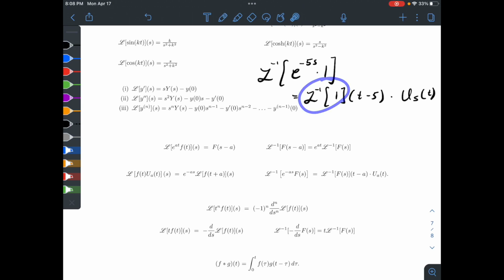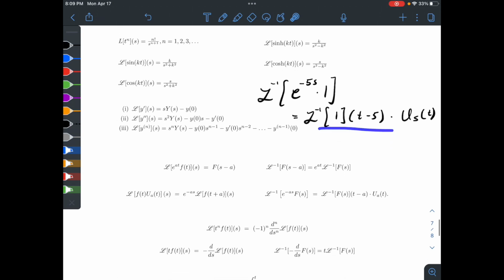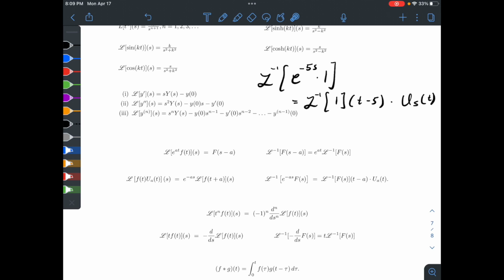Okay, so now we just need to know, what's L inverse of 1? If we go back up here, we notice that L inverse of 1 is not actually in the table at all, so we run into a problem right here. And if you remember, when we were doing 7.5, I mentioned that there isn't any nice function whose Laplace transform is equal to 1. But for whatever reason, the Dirac delta function fills in a void and helps us get around that a little bit.